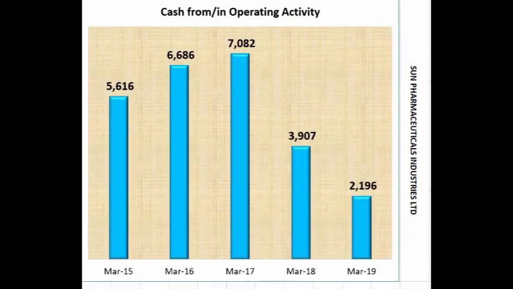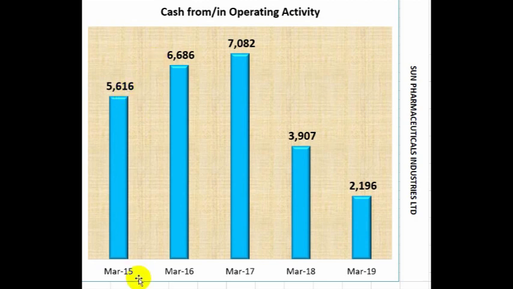So let's look at the cash coming in from operating activity, or if cash has gone into operating activity. The cash flow from operating activities, or CFO, measures the amount of money the company has received in cash during the year from its normal business operations or activities. The cash coming from the business operations should be increasing over the years.